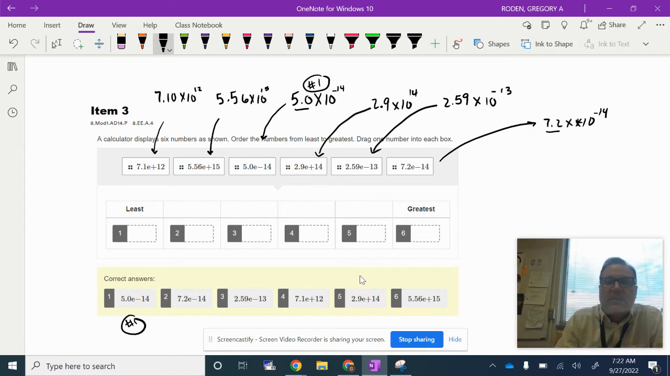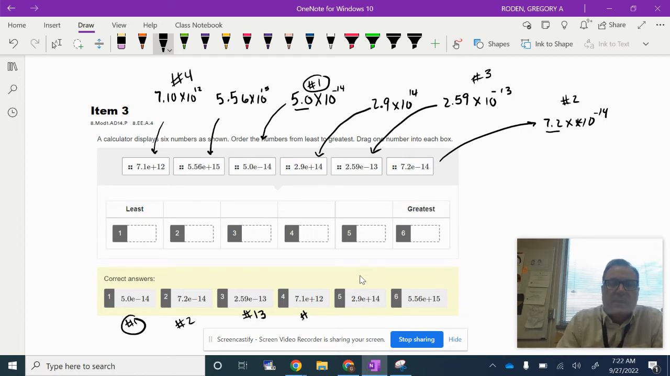And then the next one, we're still looking at that -14. So this is going to be number 2 because 7.2 is greater than 5.0. And then I think we have a -13 right here, so this is going to be number 3. Okay, so now we're done with all our negative exponents. Now let's look at the smallest positive one. Well, the smallest positive one I see is 12. So it's the 7.1, and this is going to be number 4.